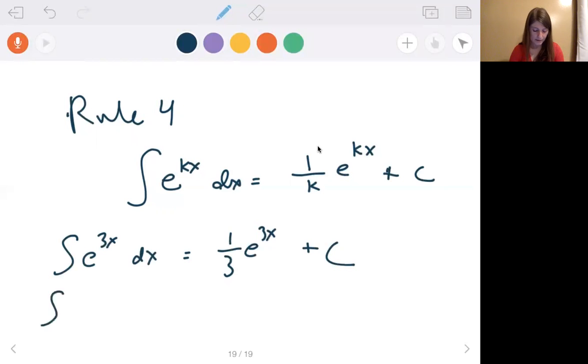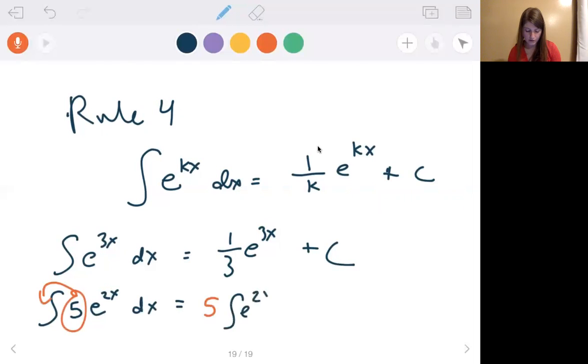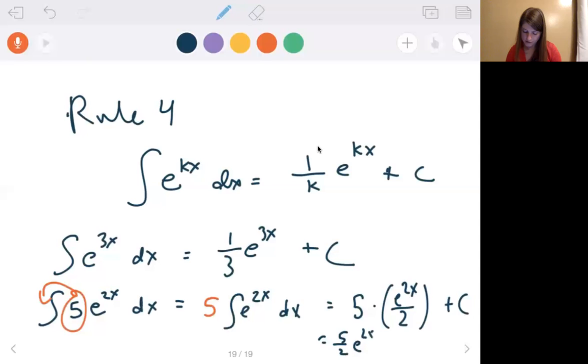So for example, let's say I had 5 e to the 2x. Well, here's how I would do it. I would first of all pull out that constant so that I'm thinking about 5 times the integral of e to the 2x with respect to x. And then I'm going to go ahead and do 5 times e to the 2x over 2. You could either pull that 1/2 out front or write it over 2 plus c, which is 5/2 e to the 2x plus c. So we want to get comfortable with these different types.